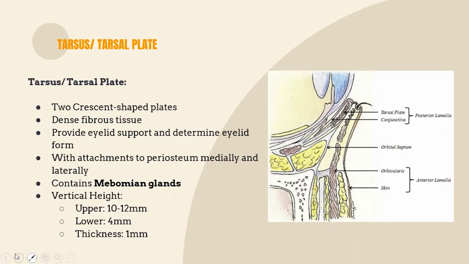The two tarsal plates are thin, elongated, crescent-shaped plates of firm, dense, fibrous tissue approximately 2.5 centimeters long. There is one in each eyelid to provide support and determine the eyelid form. It has attachments to the periosteum medially and laterally, and it contains the meibomian glands. The upper vertical height is 10 to 12 millimeters, the lower vertical height is 4 millimeters, and it is 1 millimeter thick.